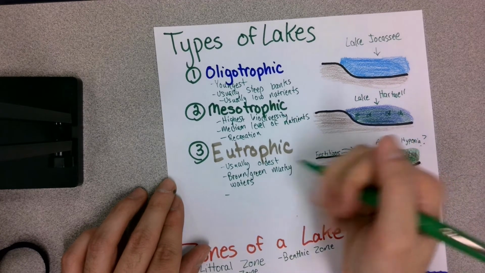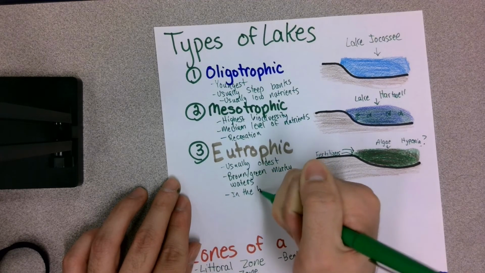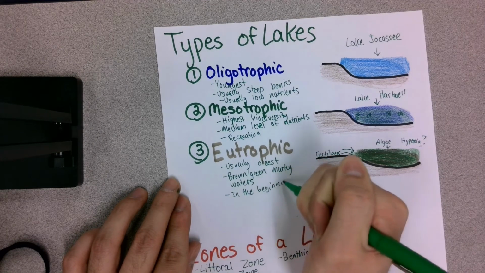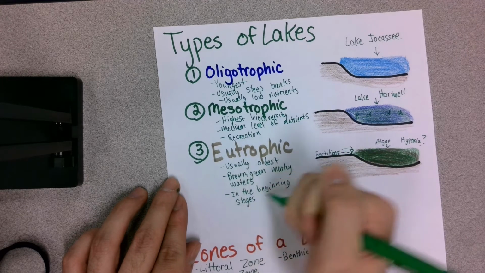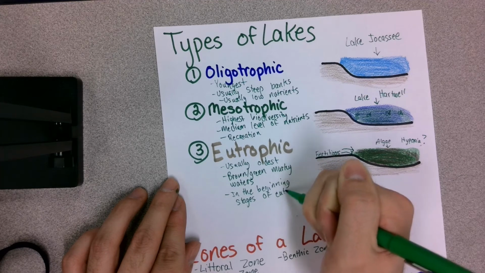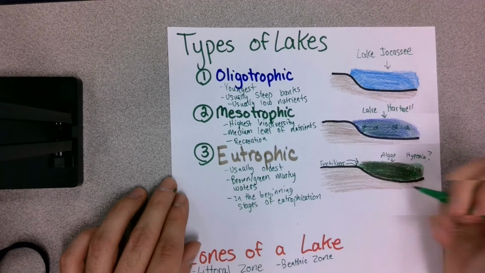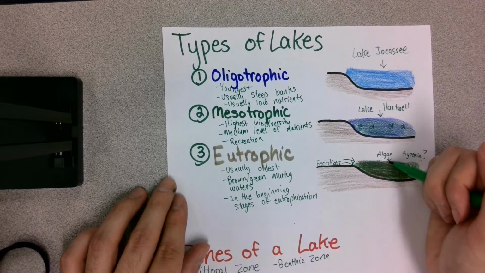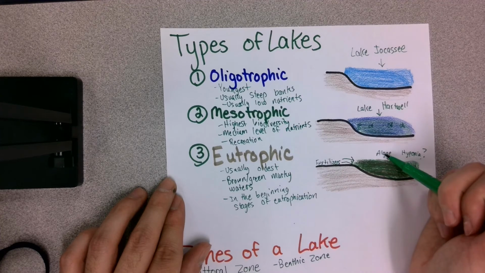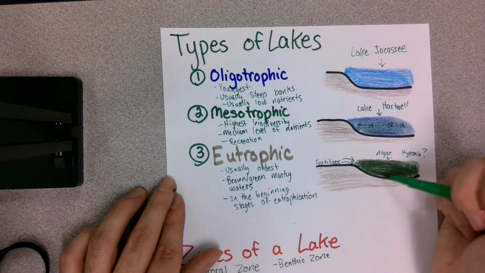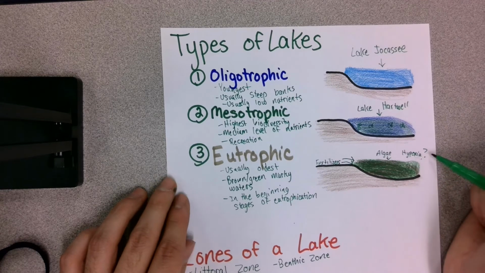So eutrophic lakes are usually in the beginning stages of eutrophication, where there are increased nutrients and algae are growing out of control, and a lot of times this is accelerated by fertilizers as they run off into the lake here. The algae bloom, and eventually they could cause hypoxia, but it's not a definite thing.